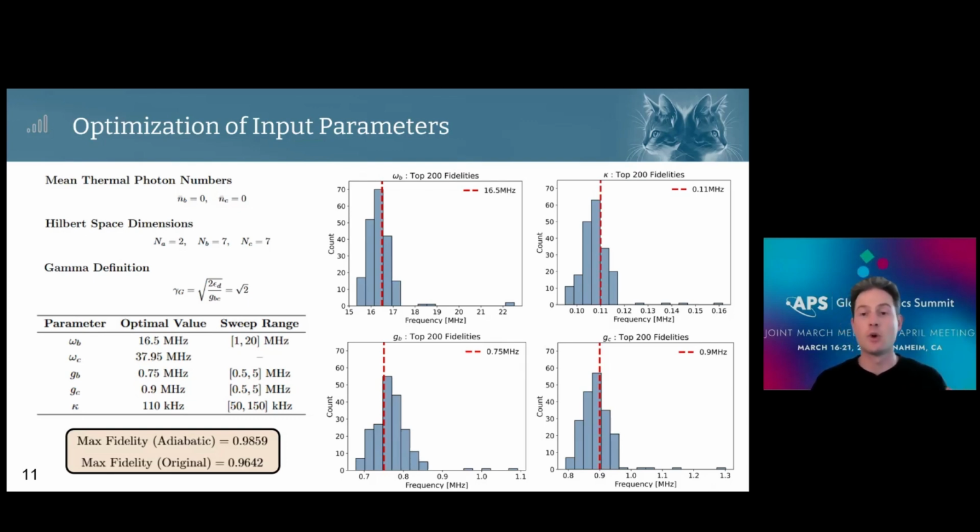And you can see that they're somewhat Gaussian, which means that there are more high fidelity states in our top 200 fidelities occurring at certain rates. So we chose a set of parameters that achieved a maximum fidelity within these peak histograms. And that led us to a maximum fidelity adiabatically of about 99% and a maximum fidelity in our original model of about 96%.